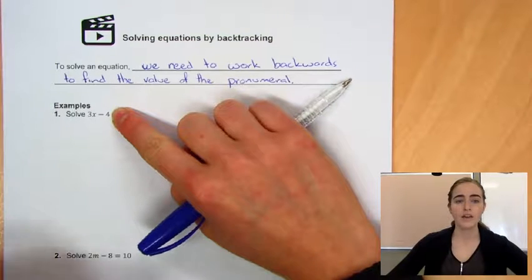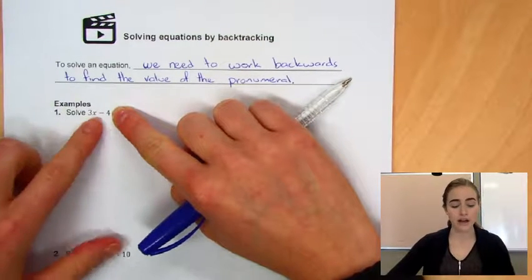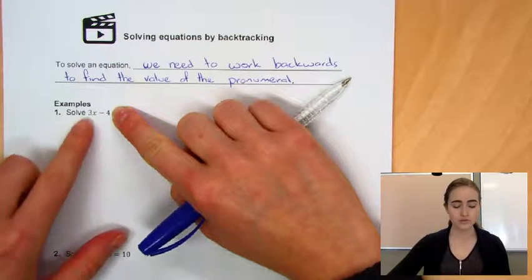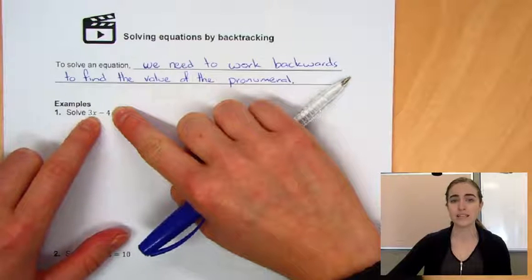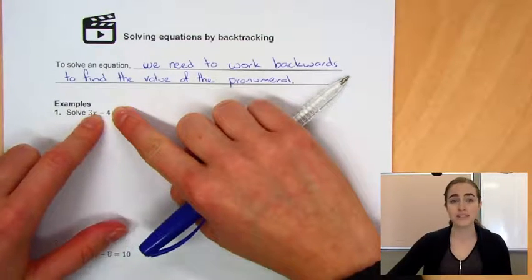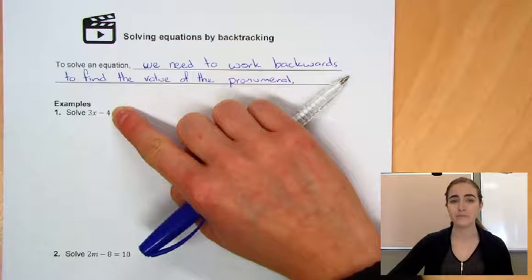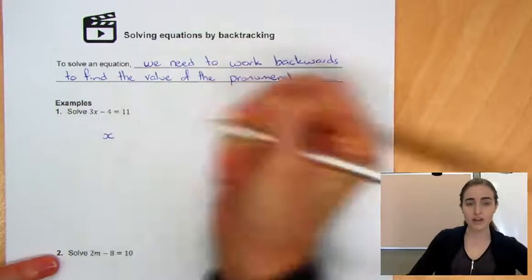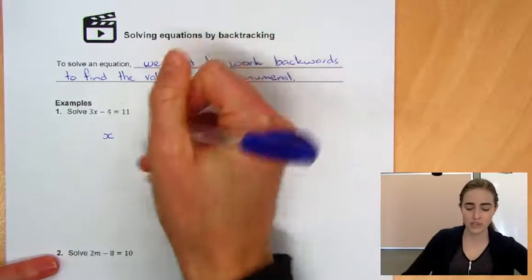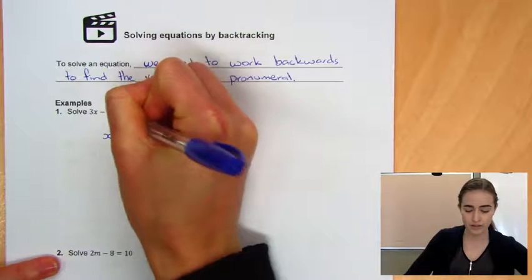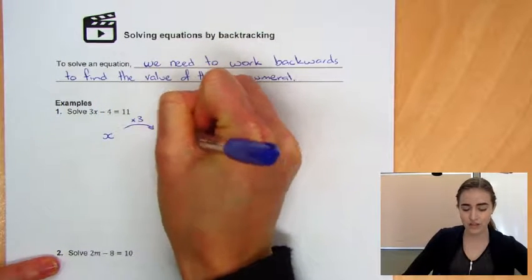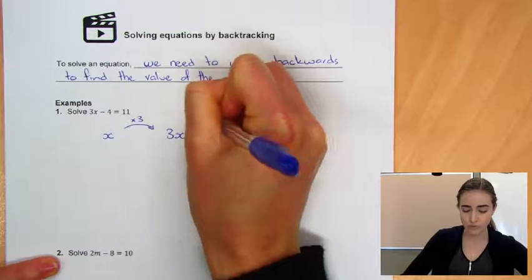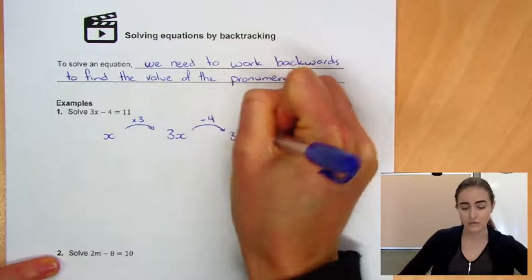if I gave you a value for x and asked you to evaluate that expression, so say I said x equals 2, the first thing that you'd do would be the 3 times 2 to get 6, and then whatever that answer was, so our 6, then we'd minus 4 from that. So the way that expression on that left-hand side has been built is we start off with whatever our x is, then we times by 3 to get to 3x, and then the last step was that we subtract 4 to get to 3x minus 4.